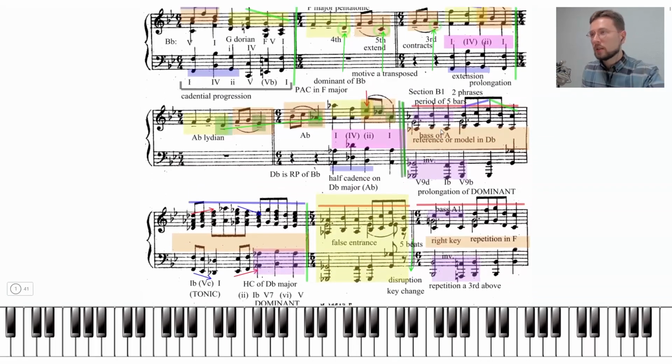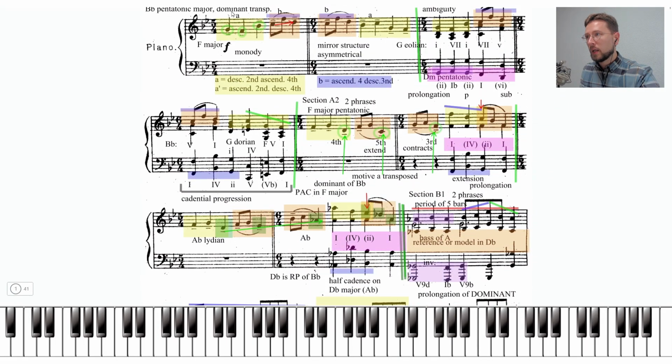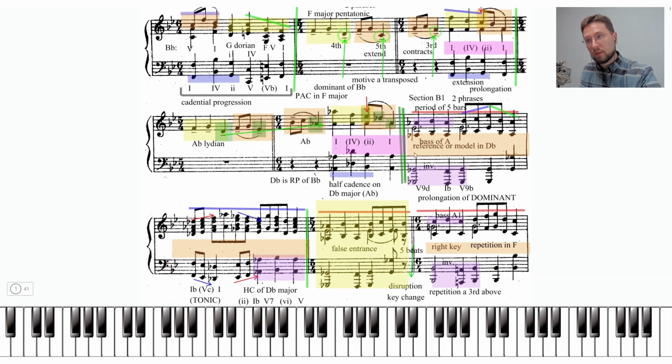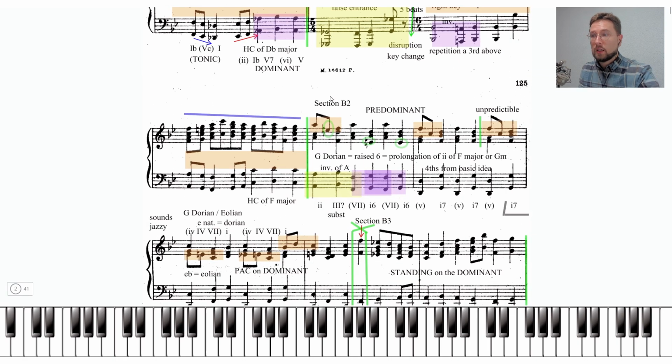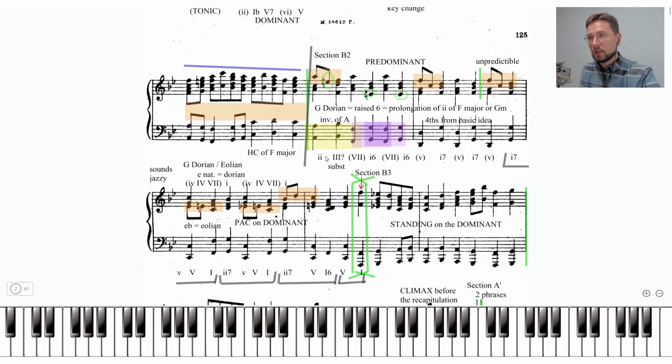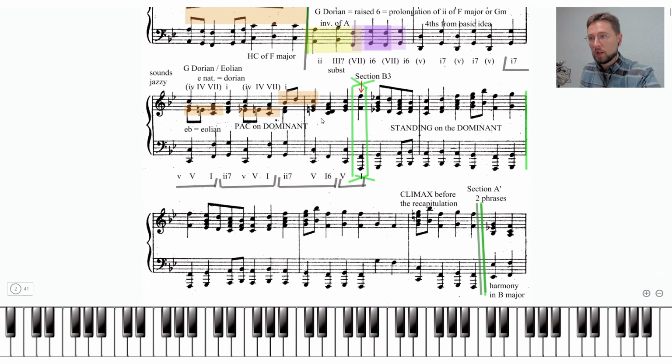So just summarizing, we had the pentatonic of B flat, but it was F. F moved to D flat. D flat then stayed, moved back to F. So that's like the first half of the piece, I would say. And then the second half, which starts in section B2, is the predominant extension, the dominant extension with perfect cadences, and B3, which is ascending on the dominant, right?